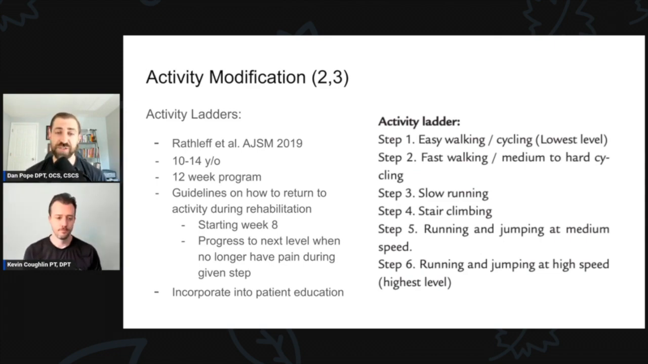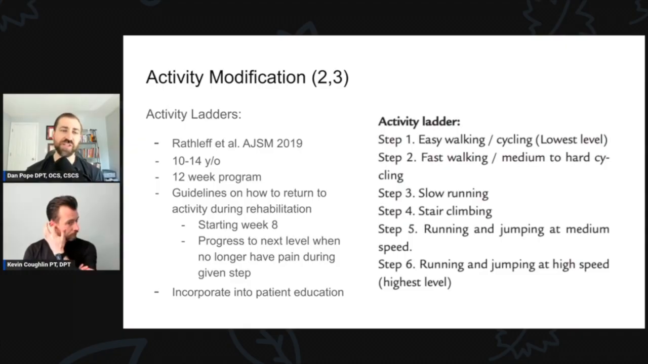There are 6 steps in this ladder. Step 1 was easy walking or cycling at a low level. Step 2 was fast walking or medium to hard cycling. Step 3 was slow running. Step 4 was stair climbing. Step 5 was running and jumping at medium speeds. And step 6 was running and jumping at high speeds.